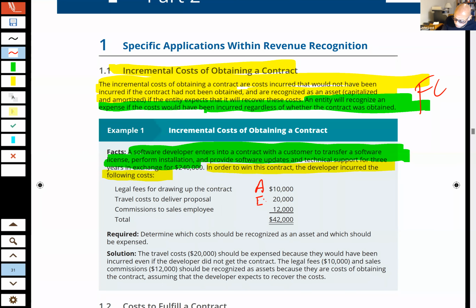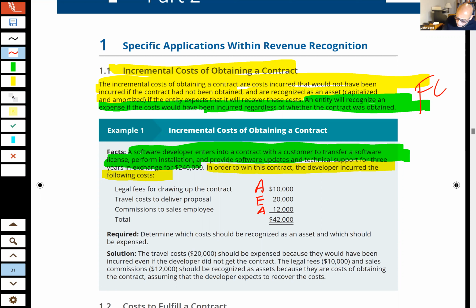I mean, the person may say, well, hey, guess what? We're not going to do this deal. Enjoy Kansas City, whatever. Okay. Commissions to sales employee. Do you have to pay commission if the person doesn't sign the contract? Guys, are you back with me now? Do you have to pay the commissions if the person doesn't sign the contract? No. So that's an asset.